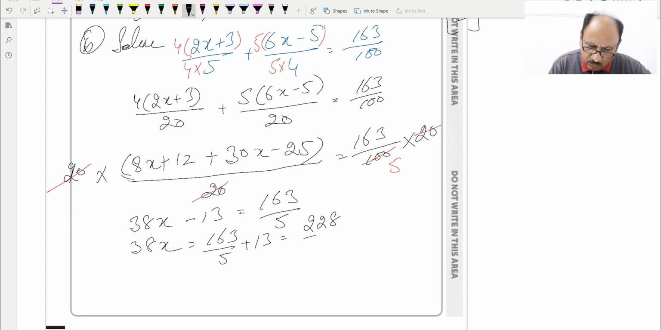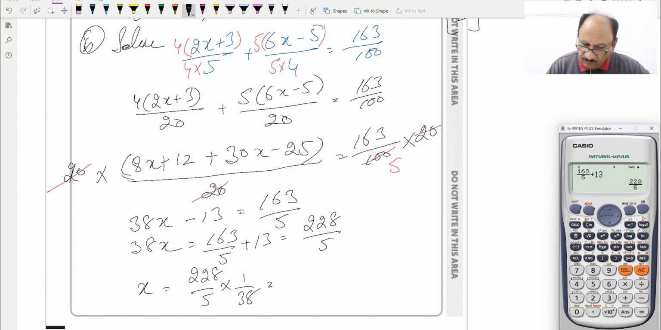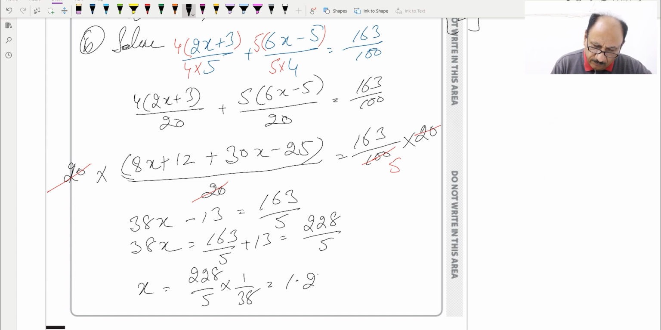So 228 over 5, and x will be equal to 228 over 5 multiplied by 1 over 38 on this side, and this will result in 6 by 5, which we can write in decimal as 1.2. So 1.2 will be our value, and this is the 4 marks part. So this whole question number 14 is 7 marks which we have done.